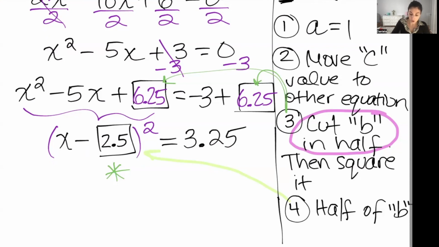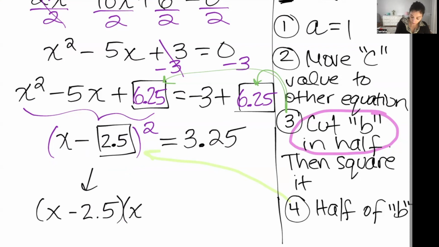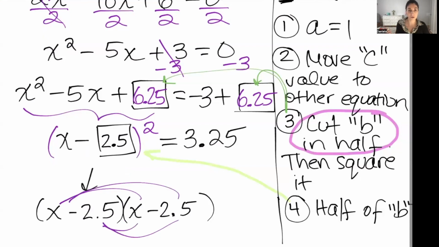2.5. I just want to say, squaring something means multiplying it by itself. So that's the same thing as x minus 2.5 times itself. I'm not going to show you here, but what's really cool is when you do the distributive property or foiling, whatever method you do, surprise, surprise, you're going to end up with that perfect square trinomial again. So we're not just doing random stuff. We're actually doing things that work.